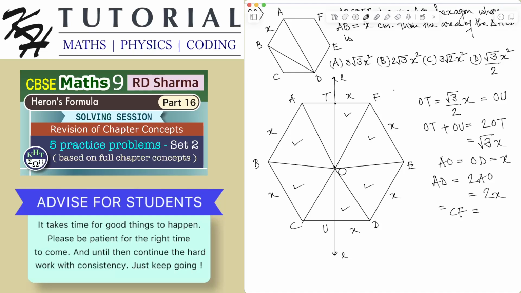This will also be equal to BE. Yes, so AD is equal to BE is equal to CF. And also, I couldn't draw the sides of the equilateral triangle properly. BOE will be collinear, TOE will be collinear, AOD will be collinear, COF will be collinear.